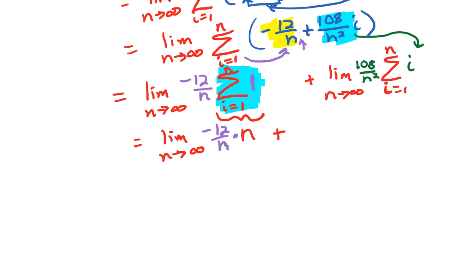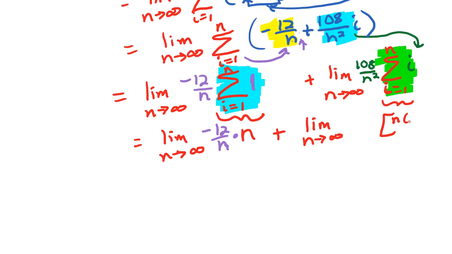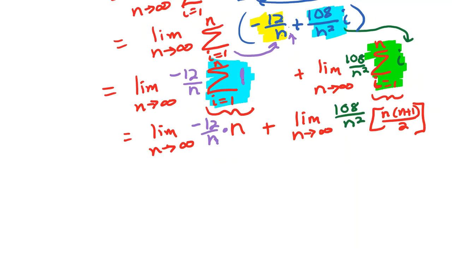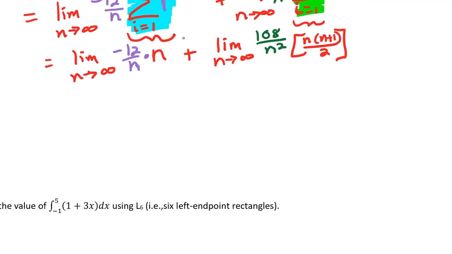And in this sigma, here we have a formula where we know the sum of terms will be 1 plus 2 plus 3 all the way up to n. And we know our formula for the sum of the first powers. This will become n times n plus 1, all divided by 2. And of course this 108 over n squared will still be out in front. So we're getting there. Now we just have to clean this up, and of course those n's will cancel.